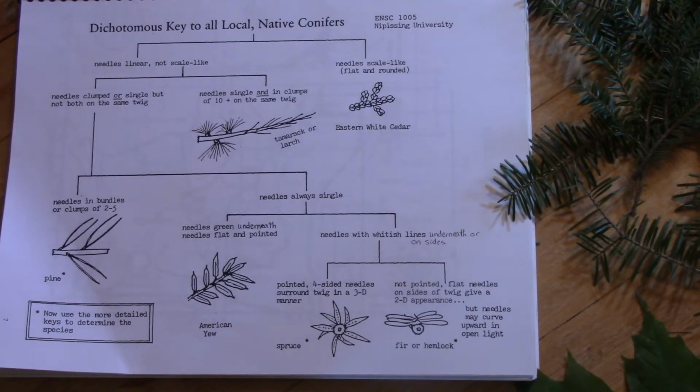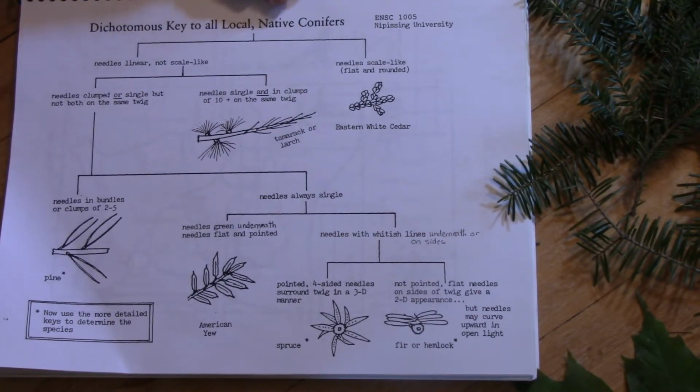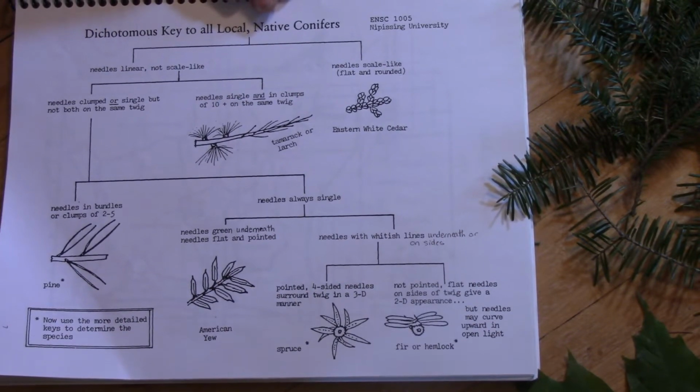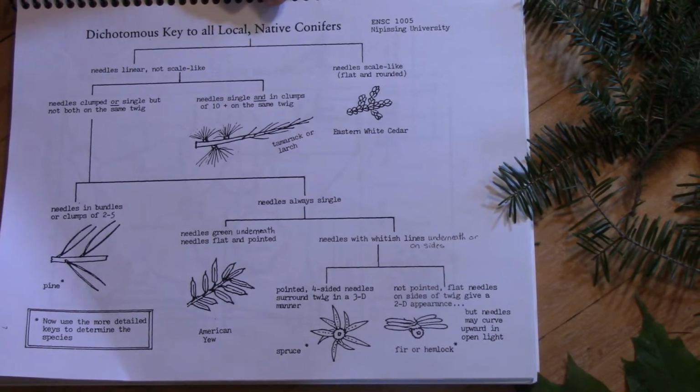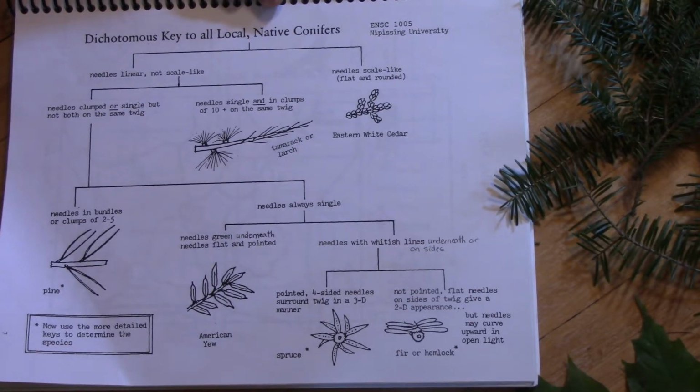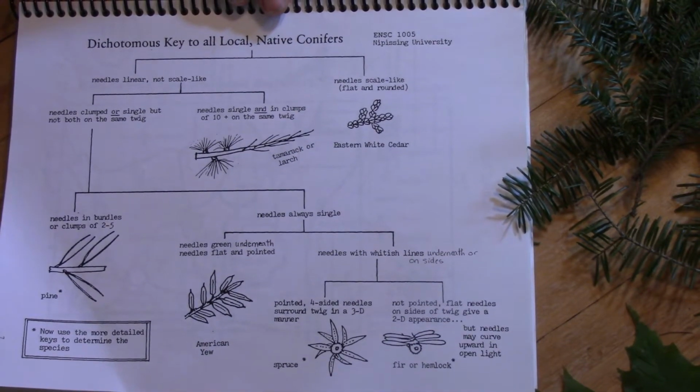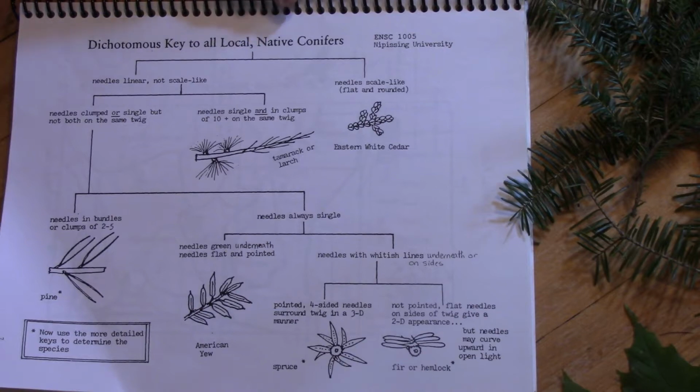This is a dichotomous key for the local native conifers, so it's only going to be the conifer trees from the wilderness of North Bay. It's designed for Nipissing students walking through the woods in the North Bay region. It should work for most of the trees that you can find around Ontario, as long as they're from the forest and not your backyard. It doesn't have things like blue spruce and Scotch pine, which are really common backyard species.